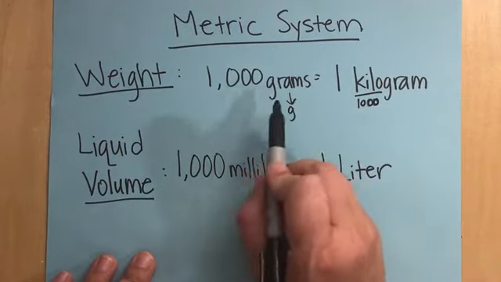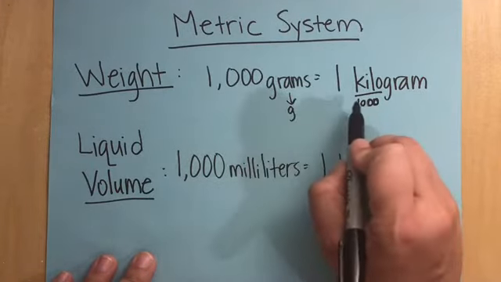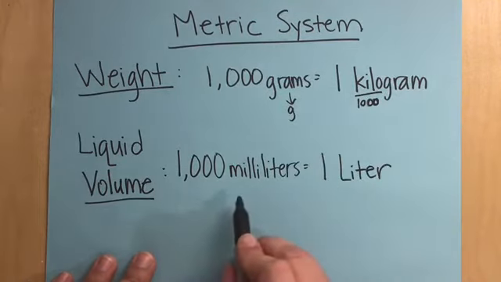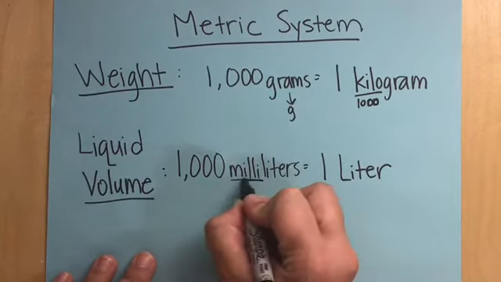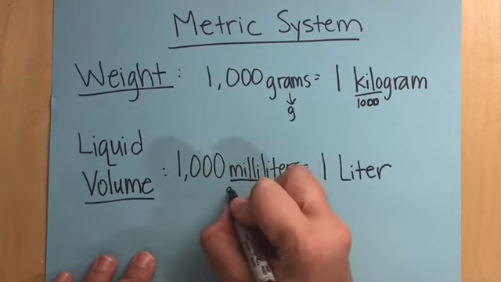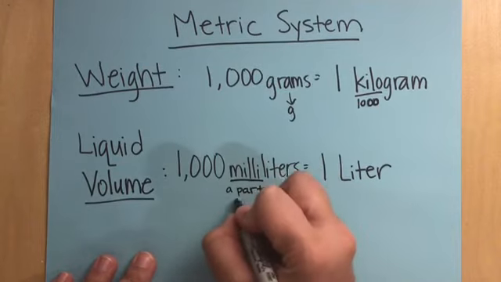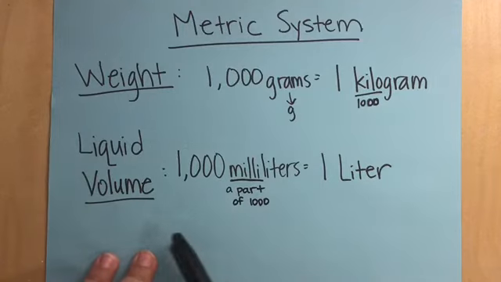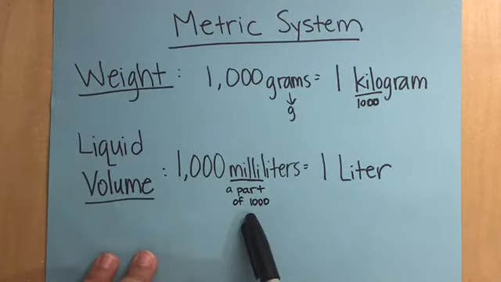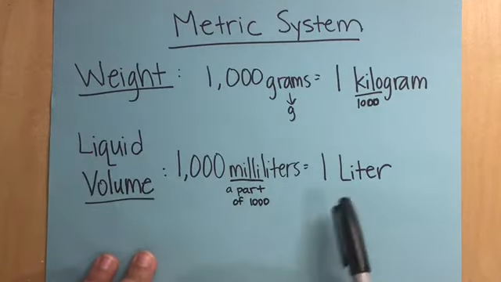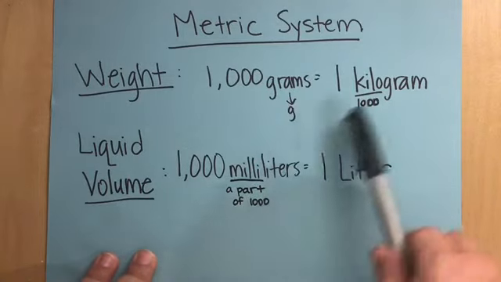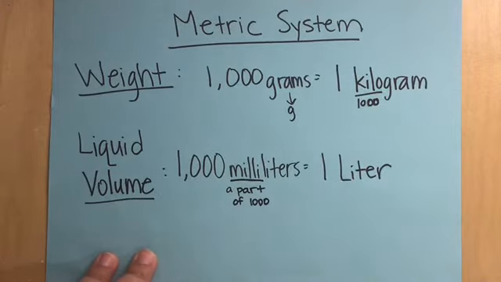So if we have 1,000 grams, we have 1 kilogram. Now it's a little different over here. Milli means a part of 1,000. So it's like a piece of 1,000. So if you have 1,000 parts of 1,000, you get a liter. So both of these things mean about the same thing. They both refer to that 1,000. So that's a really great way to remember all of the different words that you guys have to remember for the metric system.